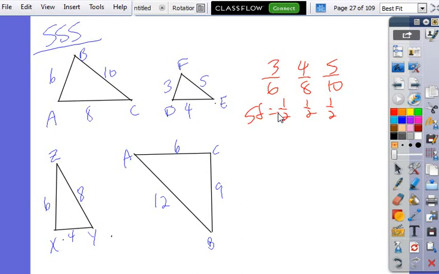Which is more important on one like this bottom one? Small, small, middle, middle, big, big. Well, 6 is the small, 4 is the small. 9, 6, 12, 8. It's way easier to set it up if you go small, small, middle, middle, big, big, instead of worrying about trying to rotate and all that.